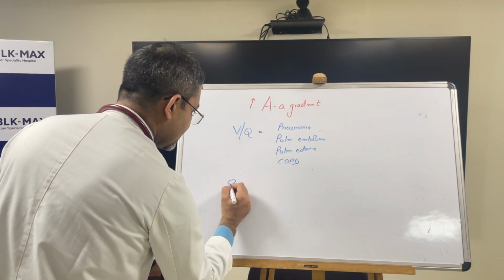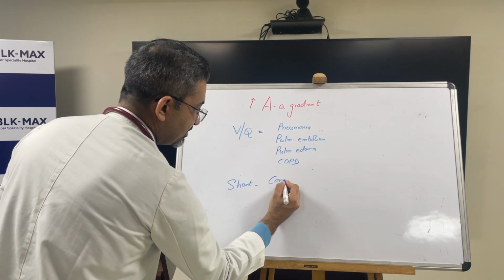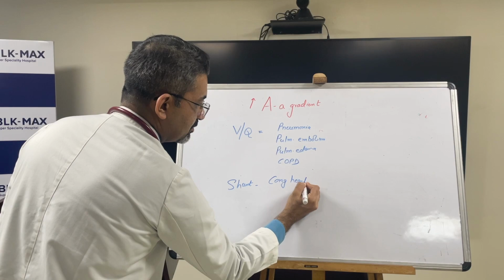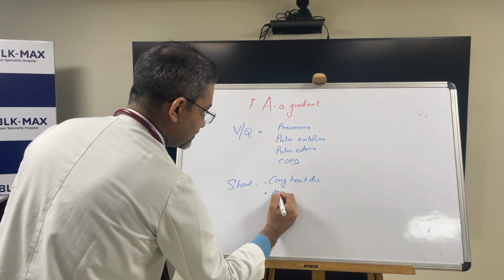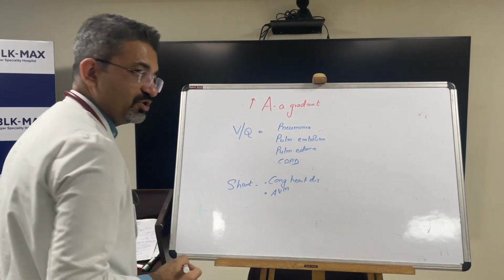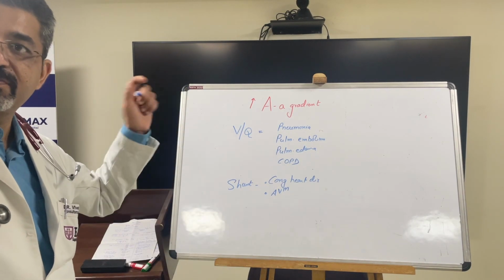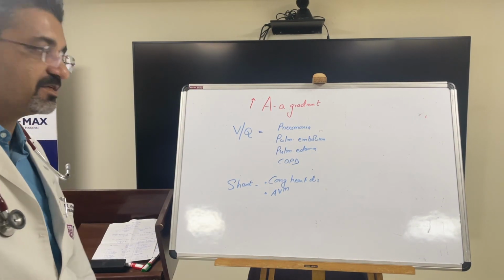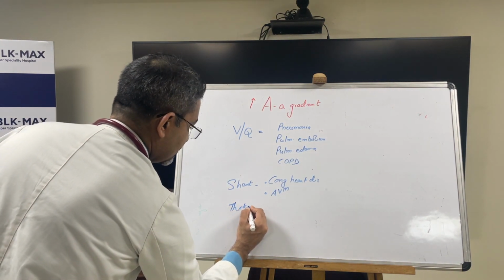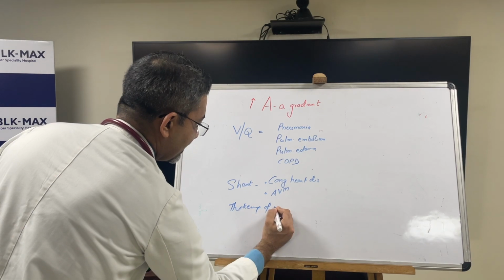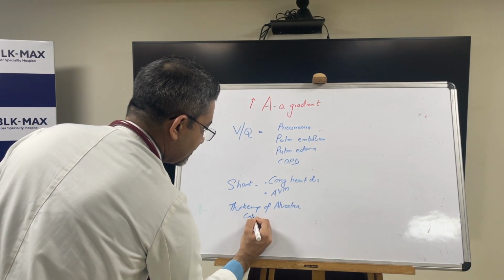Second would be shunting. Shunt will be present in congenital heart disease or pulmonary AV malformations, which cause shunting of blood. Again the AA gradient will be widened. Third would be thickening of the alveolar capillary membrane.